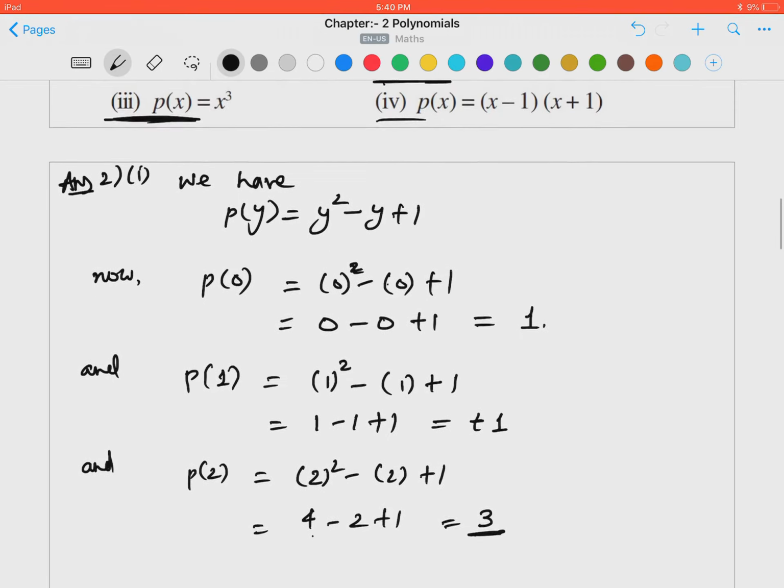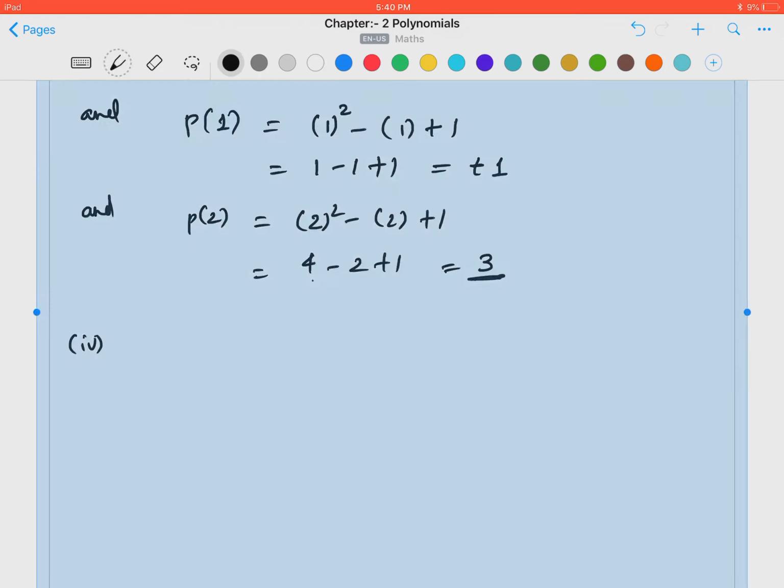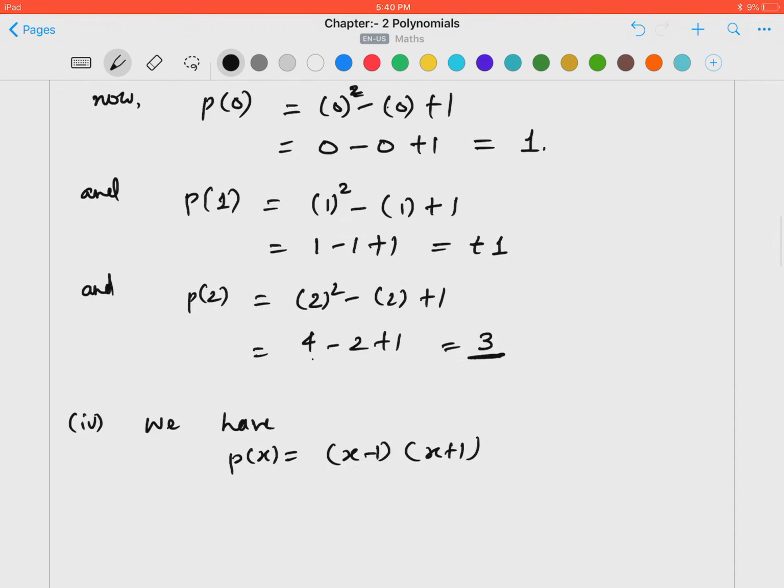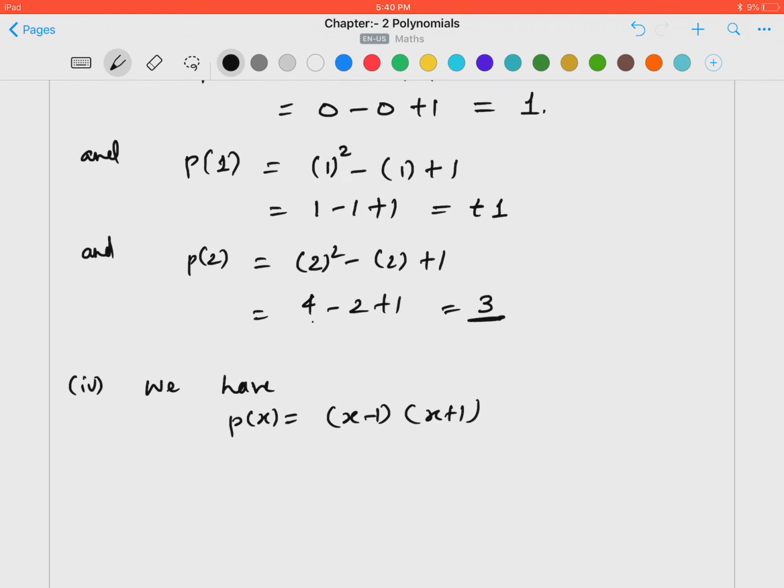which is px equals to x minus 1 and x plus 1. So that's our given polynomial. Okay, px equals to x minus 1 and x plus 1. So we have to find it for now. First we'll find p at 0. So at the place of x we'll write 0 minus 1 and 0 plus 1. 0 minus 1 is again minus 1, and 0 plus 1 is again plus 1.